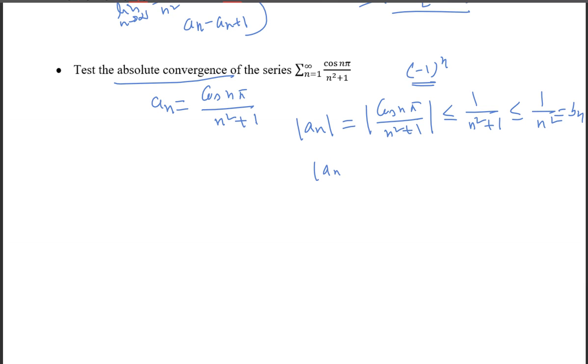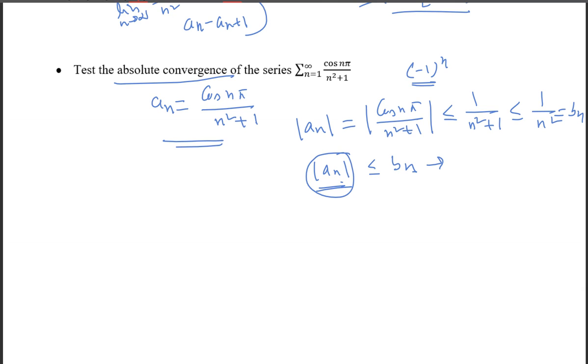So mod an is less than or equal to bn. By using the comparison test, as bn is a p series which is convergent, this mod an is also convergent. So as mod an is convergent, that means the series is absolutely convergent. And moreover, you can say it is convergent. Clear? Yes, sir.